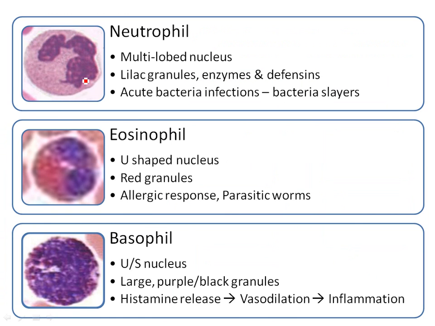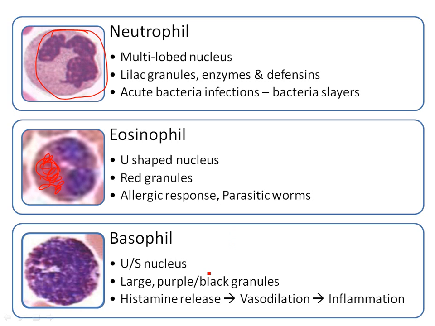Neutrophils have very pale lilac colored granules that you can almost not see. They contain a lot of enzymes and molecules called defensins, and that makes neutrophils really good at destroying acute bacterial infections. They're often called bacteria slayers. They are most easily identified by this crazy pinched multilobed nucleus. Eosinophils have more of a U-shaped nucleus, but what makes them so easy to recognize are these red granules inside of them. They're responsible for the allergic response in part, and they're weakly phagocytic to parasitic worms.